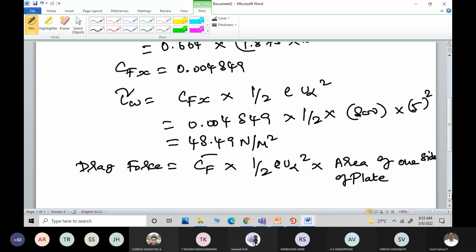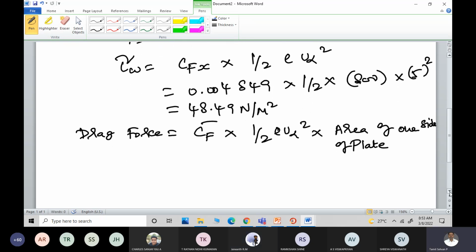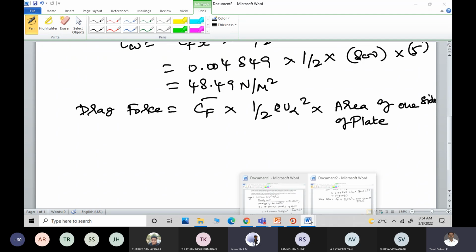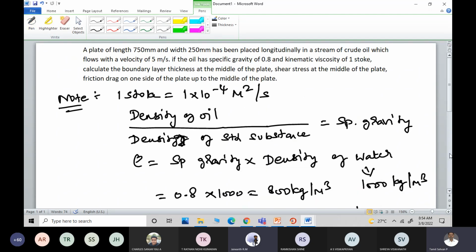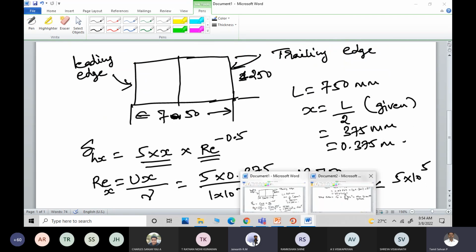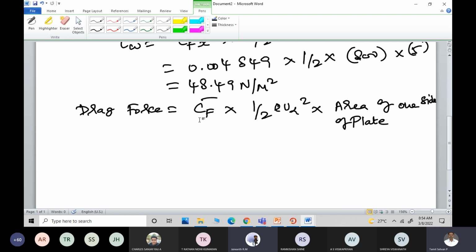Okay, so up to 50 percentage of the sheet or the plate. We know the area, so we have to consider only 0.375 and 0.250. It is in meters, so you have to substitute in meters. Now CF bar, the average friction coefficient, is 2 times the local friction coefficient.